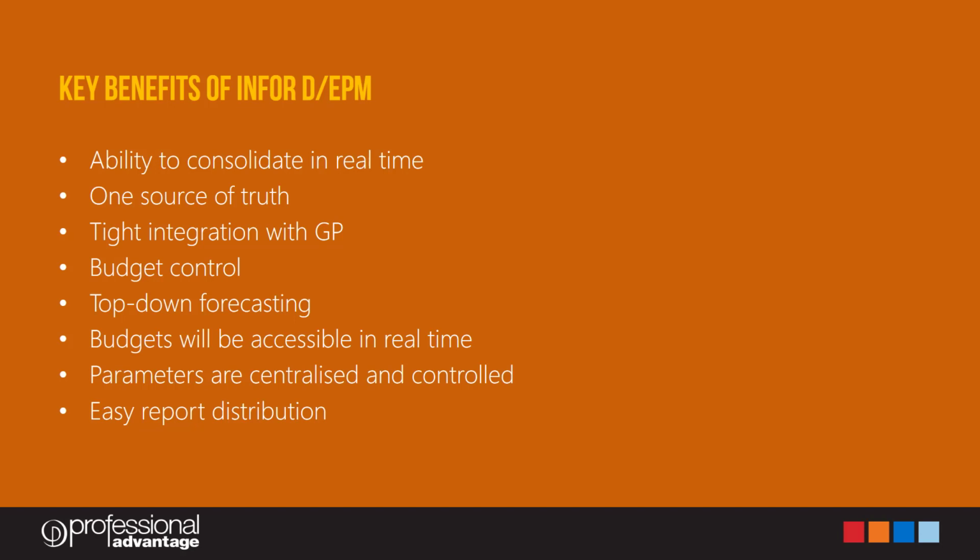We have budget control, so we actually set when a budget or forecast is open and entries allowed, and we'll close it. Ability to top-down forecast, and I'll just cover that in the demo. Budgets are always accessible in real time. It's always there, centralized, available to everybody. That feeds into report distribution as well, where it's always available in real time. As numbers are entered, it's available. Your parameters are centralized and controlled, so you don't want just anybody changing certain parameters, so you can control that.